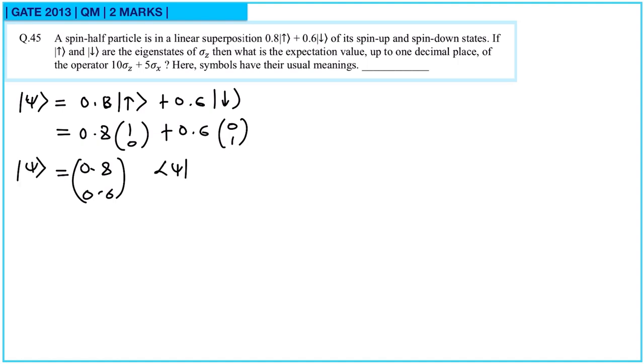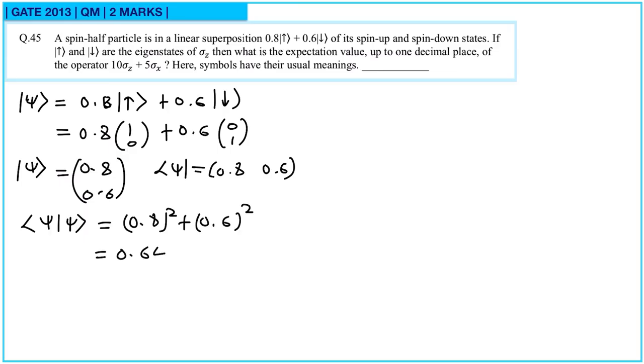That means Ket psi and Bra psi will be 0.8, 0.6. Now Bra psi Ket psi will be 0.8 square plus 0.6 square, that is 0.64 plus 0.36, which is equal to 1. So this is a normalized state, and we want to find out the expectation value of this operator. Let us first calculate that operator.